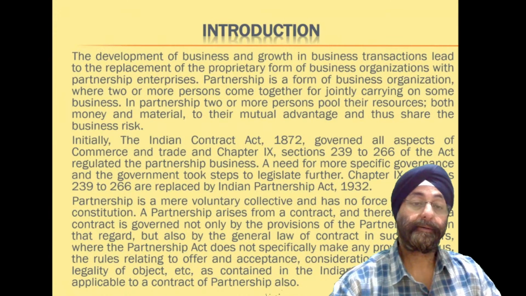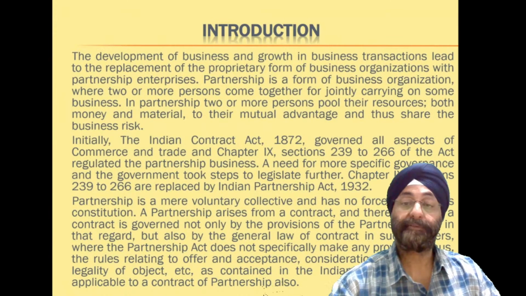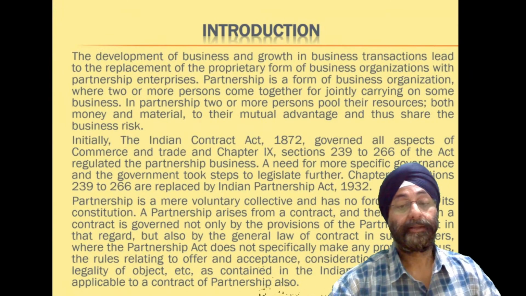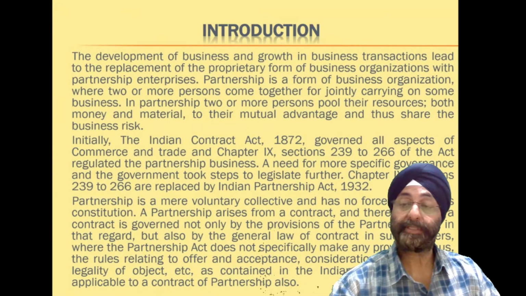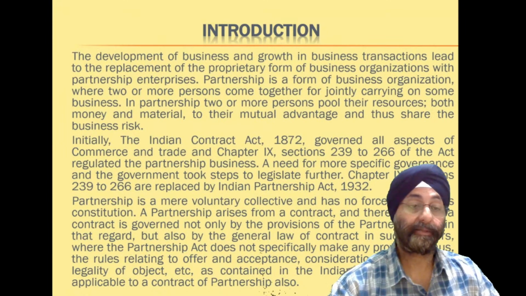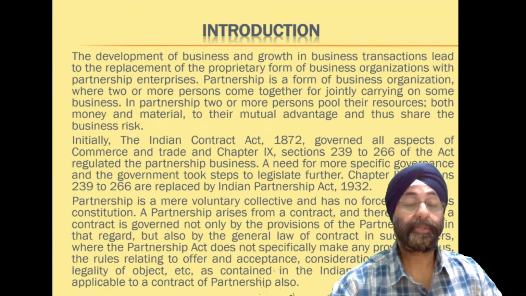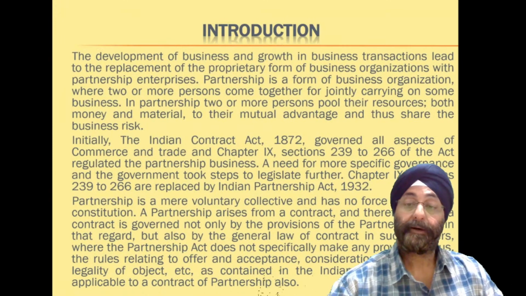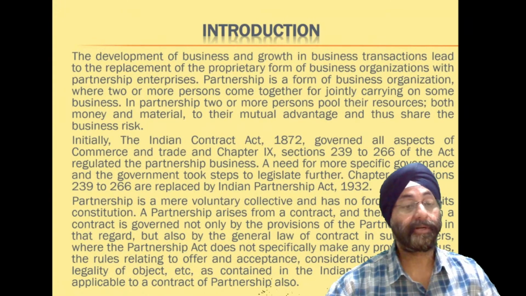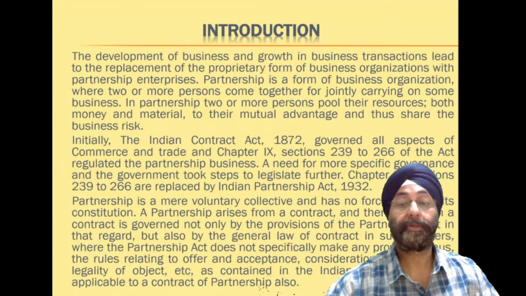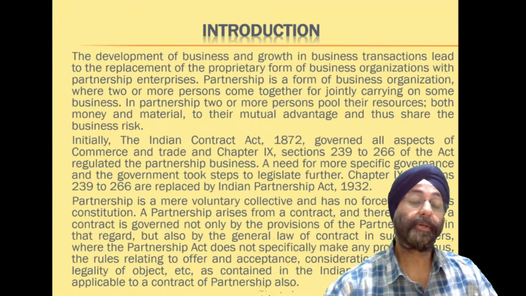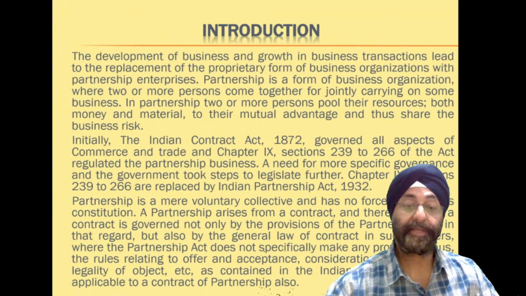Initially, the Indian Contract Act 1872 governed all aspects of commerce and trade, and under Chapter 9, Sections 239 to 266 of this Act, partnership business was regulated. A need for more specific governance arose, and the government took steps to legislate further. Chapter 9 and Sections 239 to 266 were replaced by the Indian Partnership Act 1932.